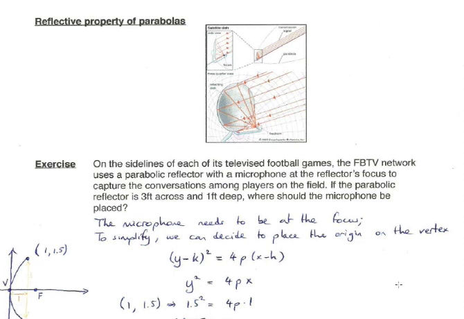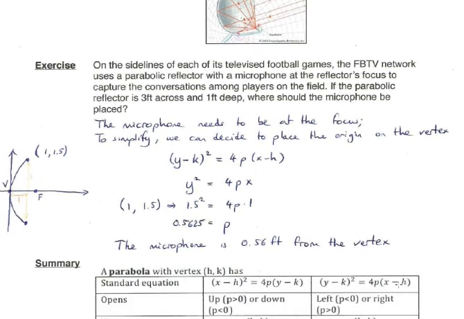So on the sidelines of each of its televised football games, the FBTV network uses a parabolic reflector with a microphone at the reflector's focus to capture the conversations among players on the field. If the parabolic reflector is 3 feet across and 1 foot deep, where should the microphone be placed? So the microphone needs to be at the focus. That's where all the rays that are parallel to the axis will bounce and congregate.